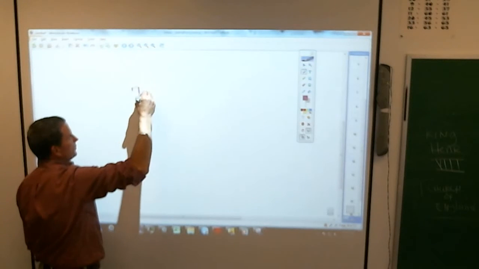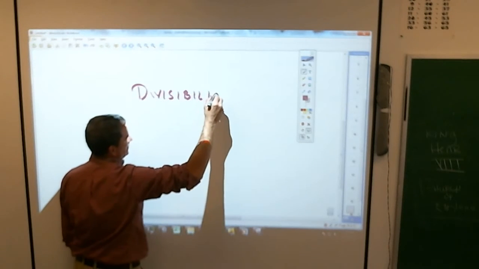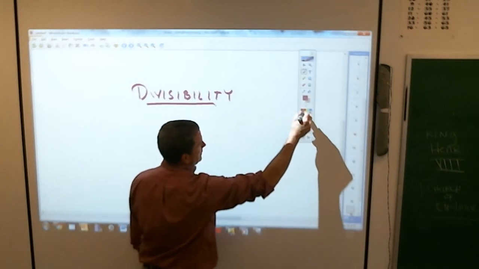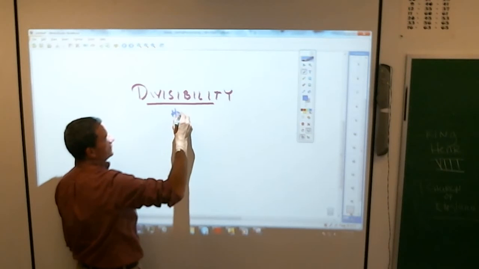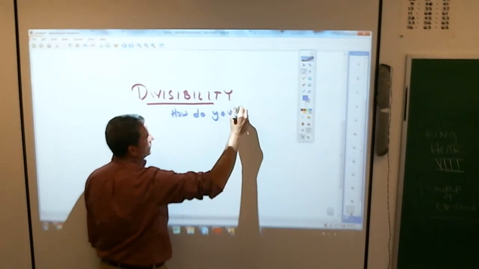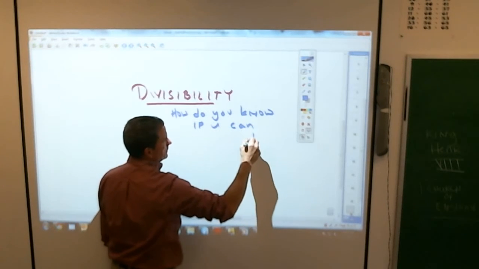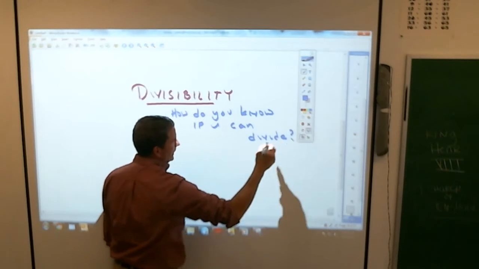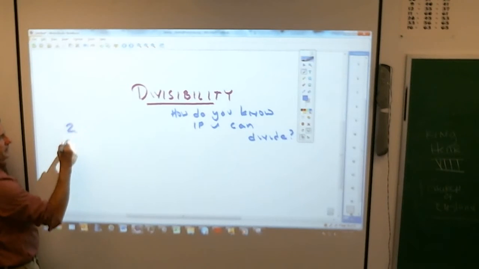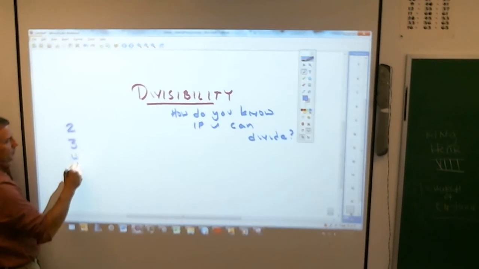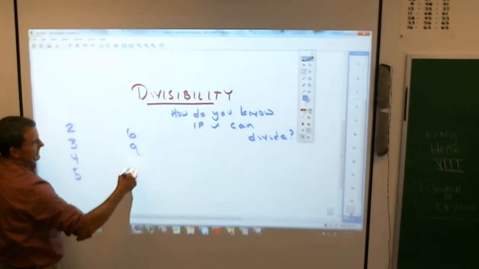To tell if a number is prime or composite, you need to know the rules of divisibility. Divisibility means how do you know if a number goes into another number? How do you know if you can divide? Well, we've got our divisibility rules, let's do them here. You know something can be divided by 2, by 3, by 4, by 5, by 6, by 9, by 10.